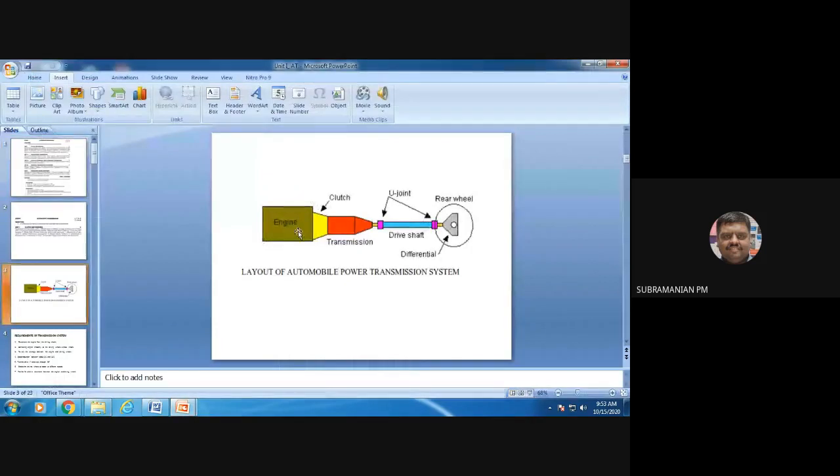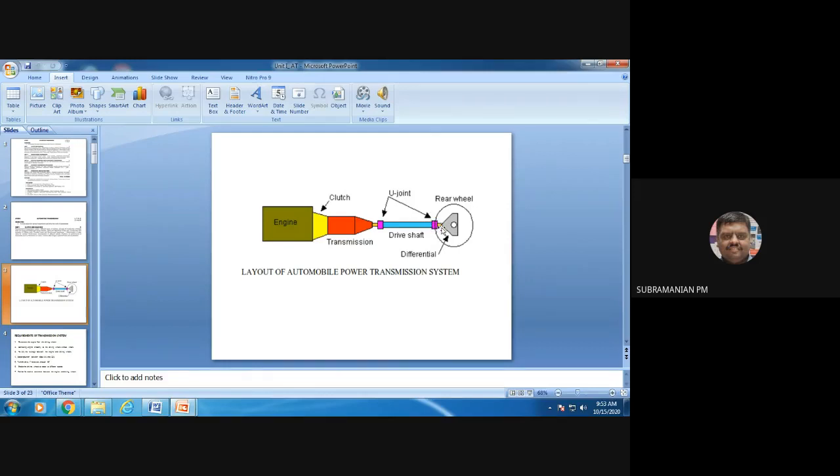See, from the engine, torque is coming, okay? And there are two reductions. One is a speed reduction with torque multiplication, that is in the transmission, which I will call the gear ratio. And another one is the axle.